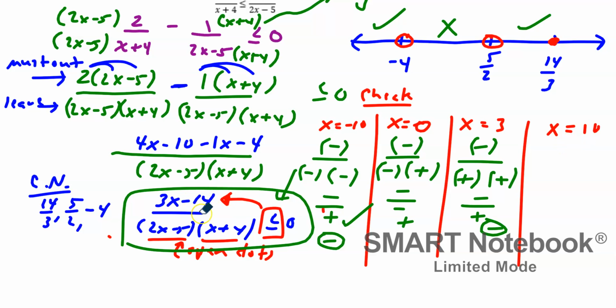+10 into here, positive on the top for sure, positive on the bottom, and positive on the bottom. So this result is positive, which I did not want. Are we done yet? Unfortunately, no.